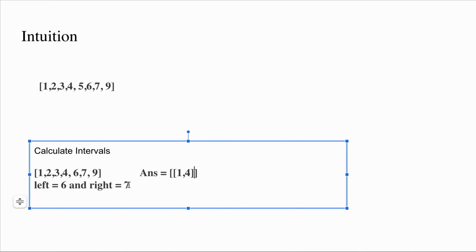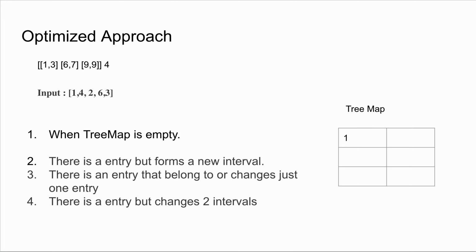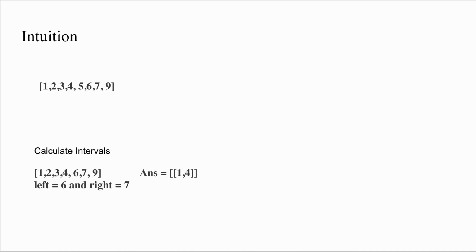So what are we doing? We are using a TreeSet to store this, and this is how we calculate the intervals. And this approach is also very fine. But is this the optimized approach? We have to check that. This might not be the optimal approach, because every time we are asked for an interval, we are calculating it every time.